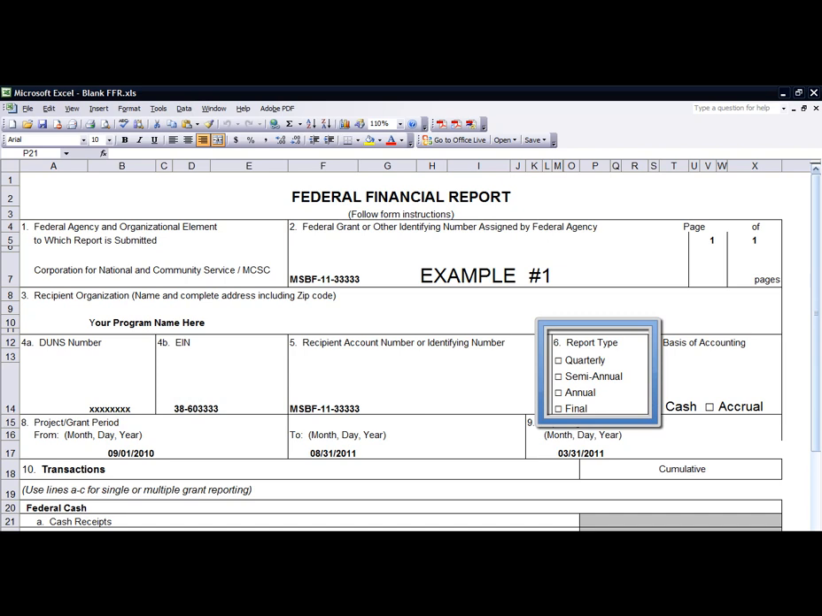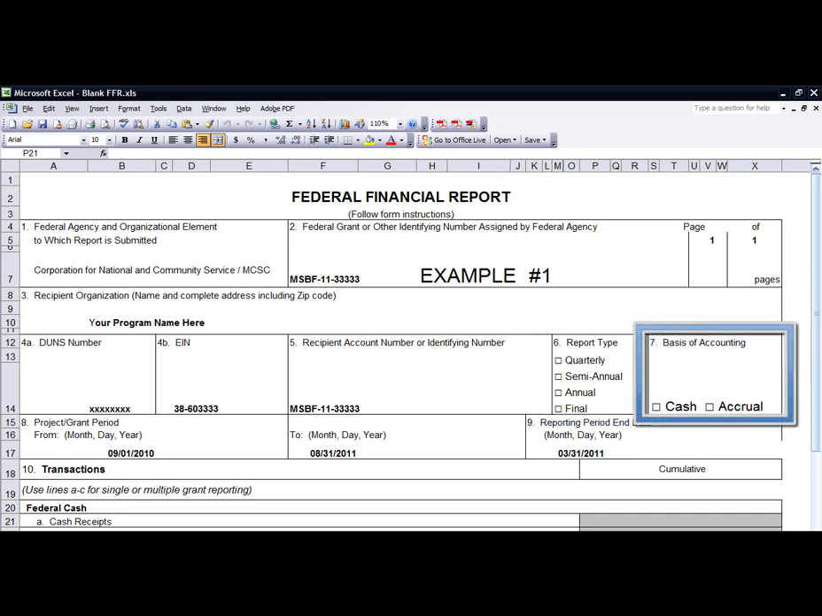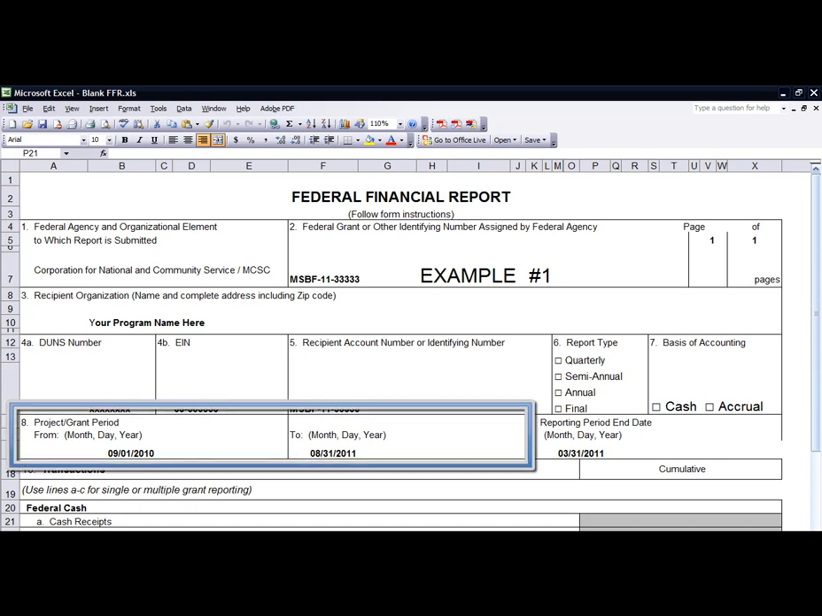In box 6, we'll want to indicate what type of report we are filling out simply by checking the appropriate box. In box number 7, I need to specify whether a cash or accrual basis was used for recording transactions related to the award and for preparing this FFR. In box number 8, I'll be indicating the period established in the award document during which the federal sponsorship begins and ends, or in other words, the start and end date of the grant.